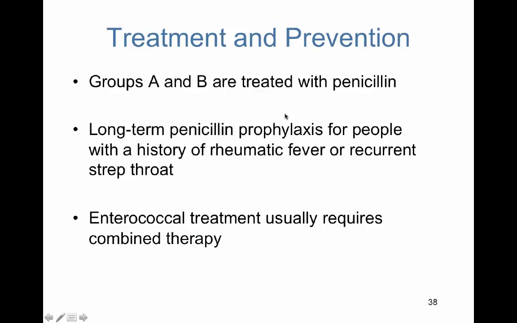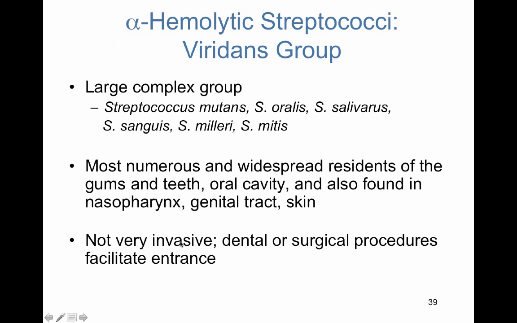Now, as far as treatment schemes, groups A and B are treated with penicillin, long-term penicillin for people with a history of rheumatic fever or recurrent strep throat. And the enterococcal infections usually require a combined therapy regimen. Now, the viridans collectively include Streptococcus mutans and a bunch of associated oral bacteria.